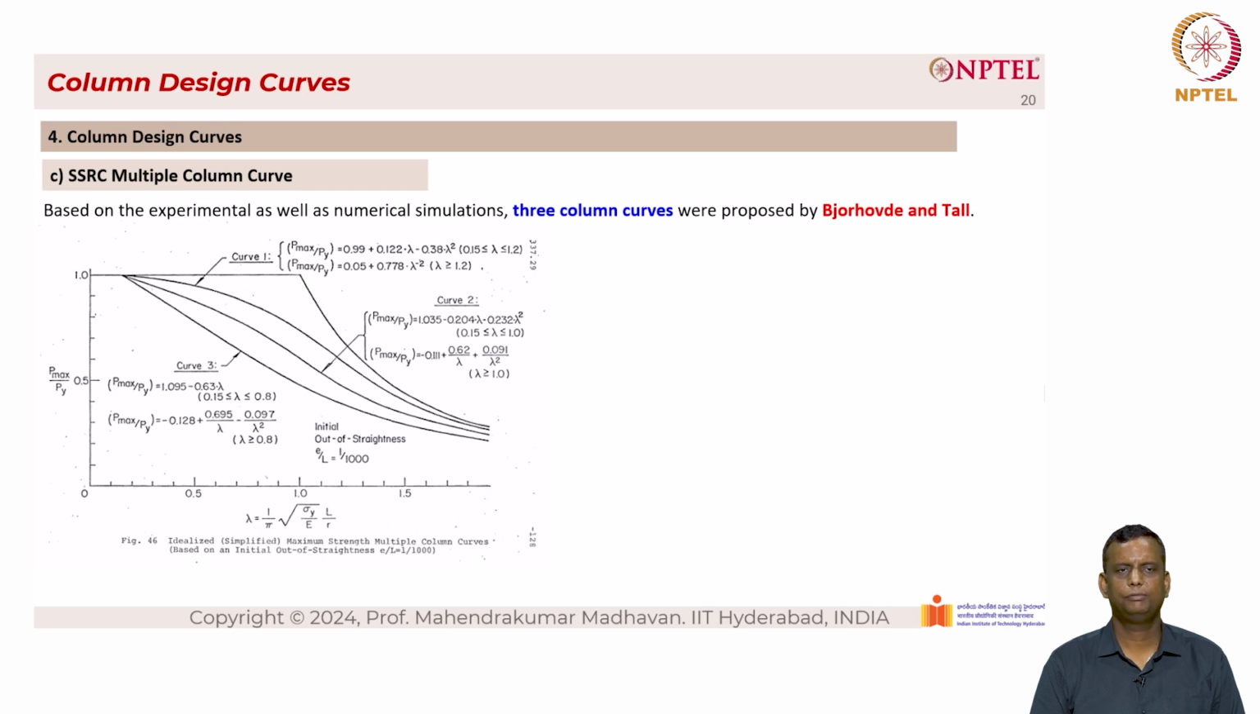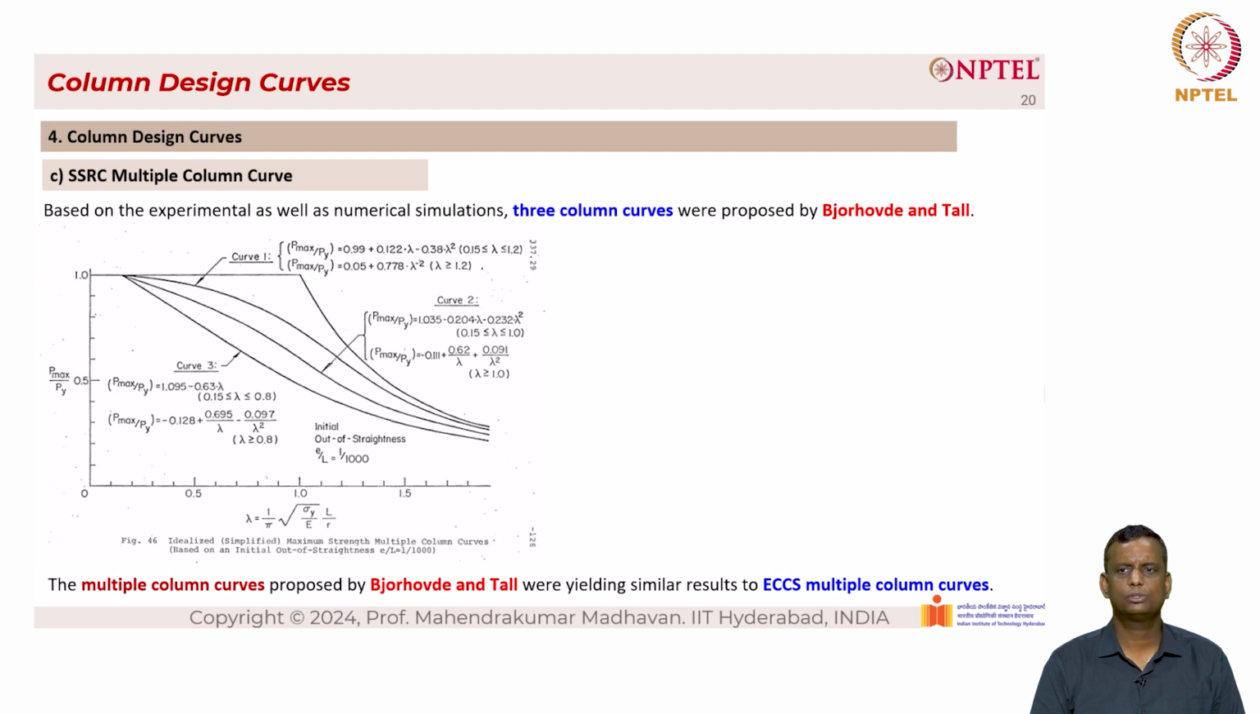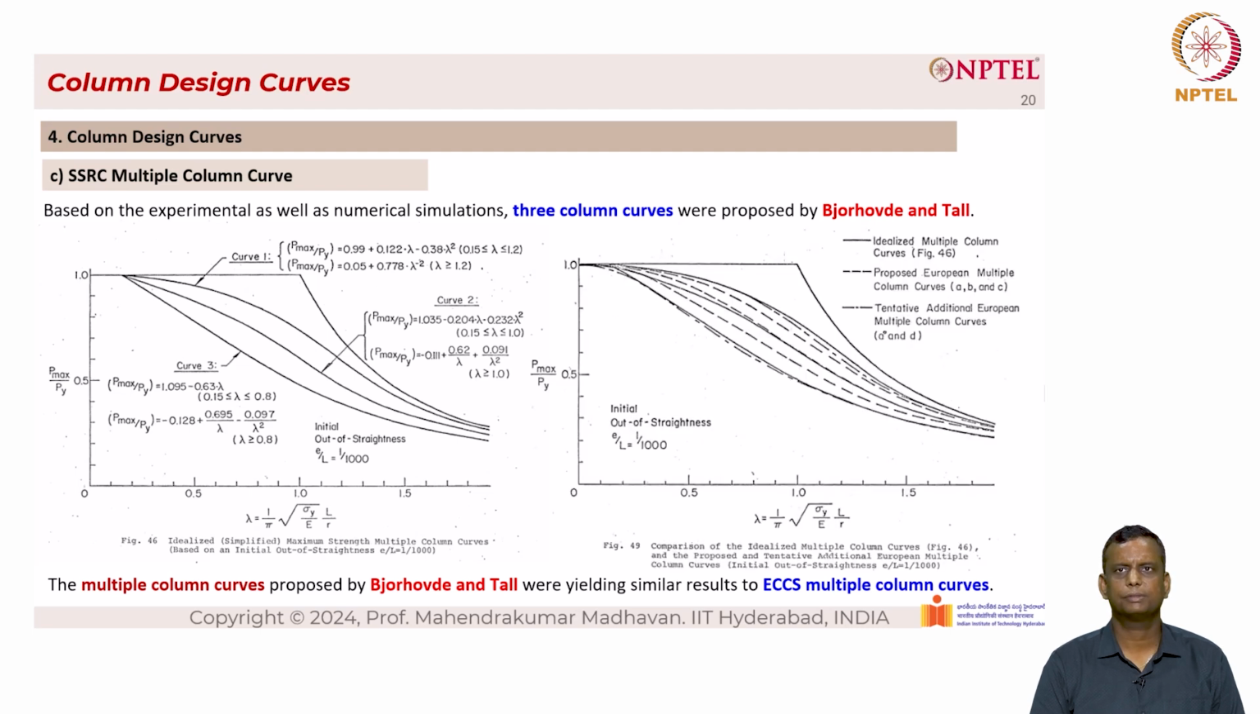The middle one is curve 2, and the last one is curve 3. All these curves were based on an initial out-of-straightness of L over 1000. The multiple column curves proposed by Bjorhovde and Tall were yielding similar results to the ECCS multiple column curves. So you can see the multiple column curves from Bjorhovde and Tall and the ECCS column curves both merged together on the right hand side of the figure.